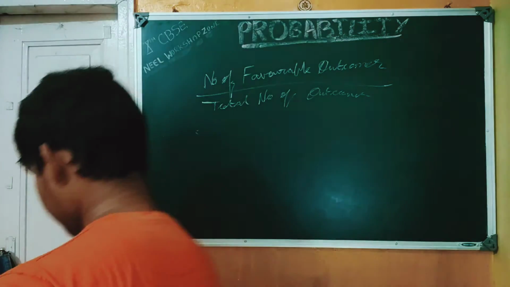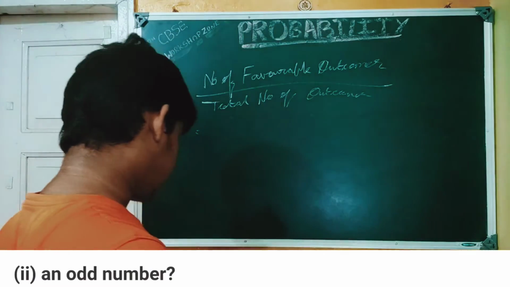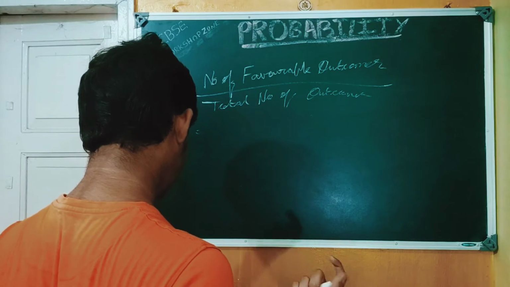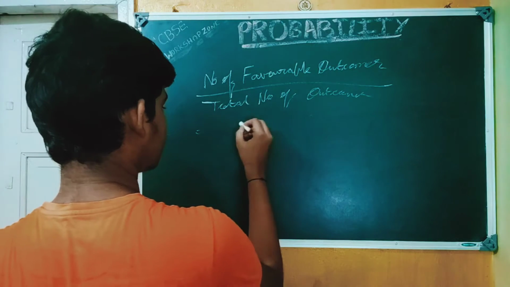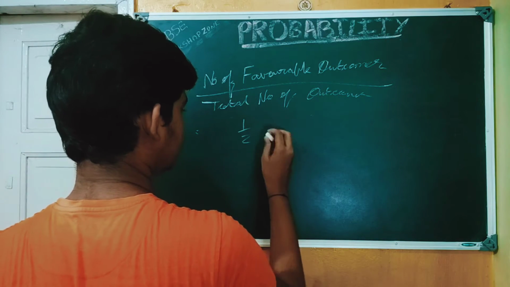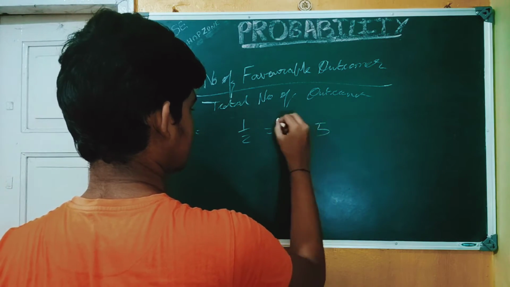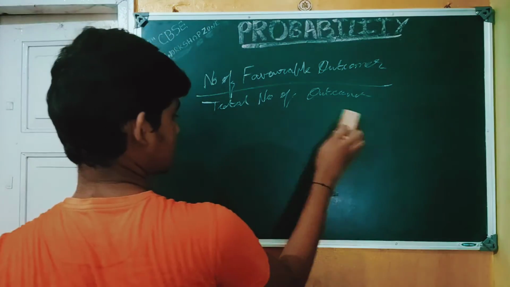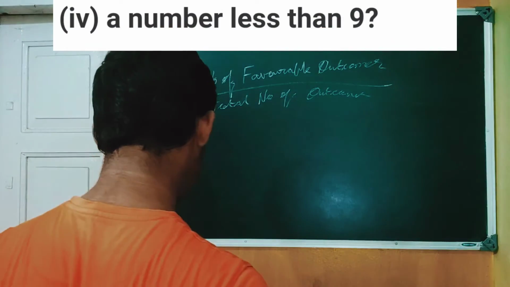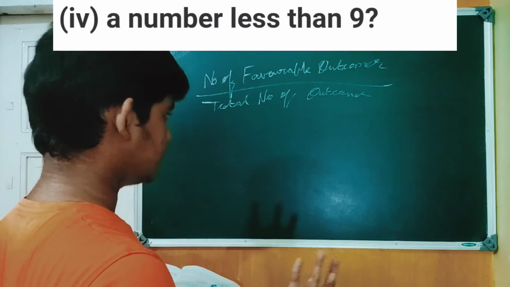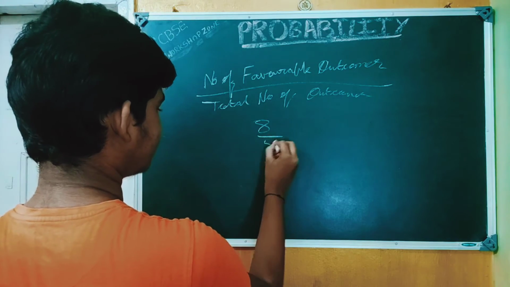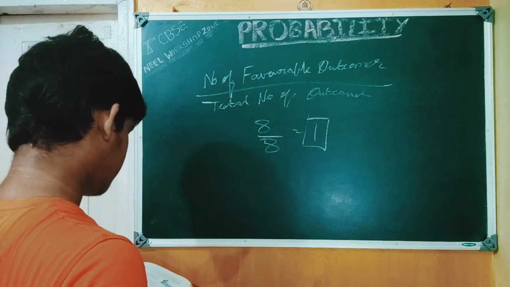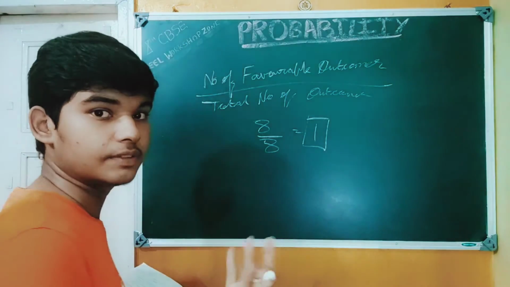Now let's do the second one, which is an odd number. An odd number is basically 1, 3, 5, 7. So 4 by 8 is 1 by 2, so the answer is 0.5 for the second question. Now for the fourth one, a number less than 9, that is 8 by 8, which is equal to 1. So it's a sure event. That is the question and all four parts inside of it answered.